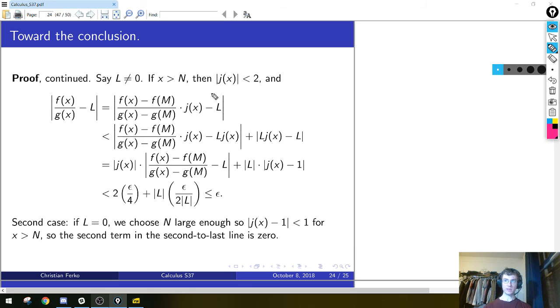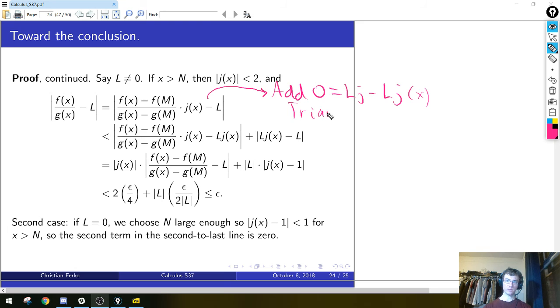Well, I did two things. First, I added 0 inside the absolute values. So add 0 in the following form: Lj minus Lj, j of x if you prefer. So I add L times j of x, then I subtract L times j of x, and then I use the triangle inequality. Any absolute value of a sum of terms is less than or equal to the sum of the absolute values where you split the terms into two pieces. So I took the minus Lj and put it in the first piece. I took the plus Lj and put it in the second piece. And I kept the L in the second piece. That's just the triangle inequality.